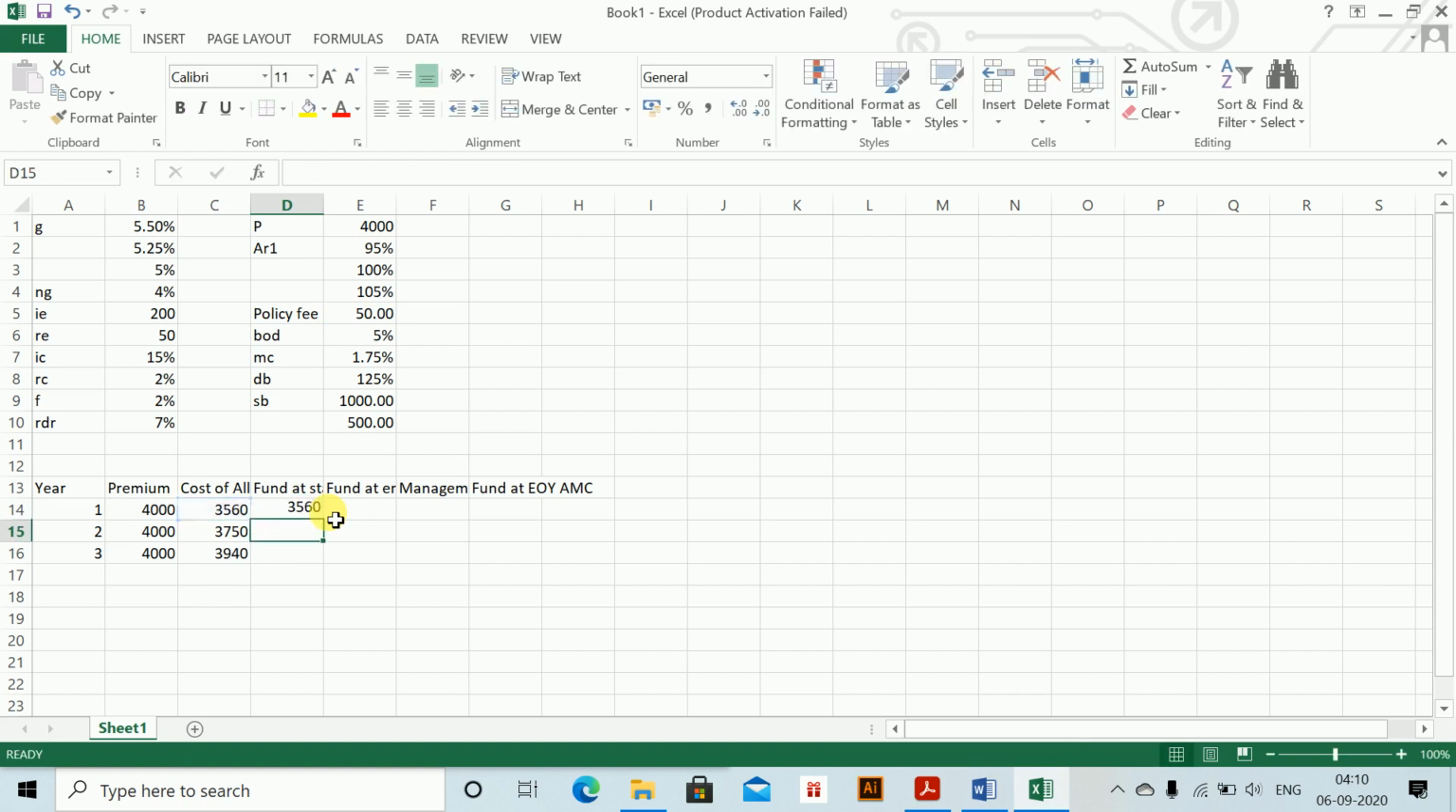For this value it is this. Next, fund at the end of the year before management charges is this into 1 plus i. Fund management charge is this into management charge MC, the management charge 1.75%. Fund at the end of the year after charges is this plus this.